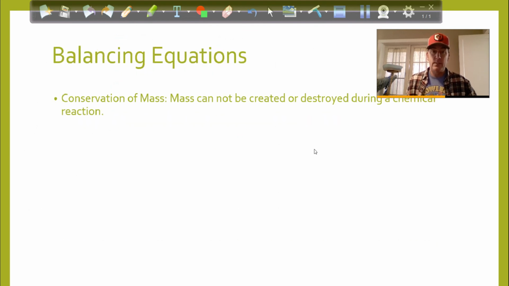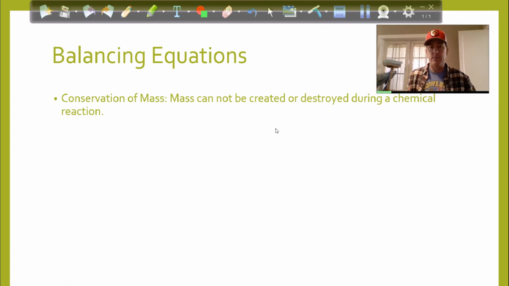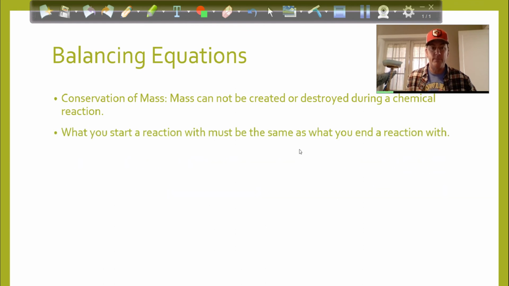So to balance these equations, we have a law called conservation of mass, and mass cannot be created or destroyed during a chemical reaction. So whatever you start with has to be the same as what you end with.